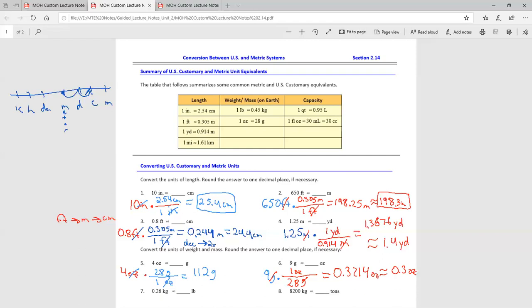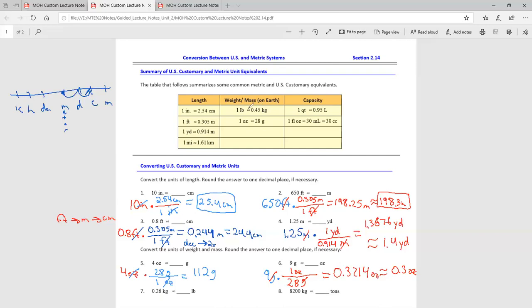Let's skip number 7 and do number 8. I'm going to try and leave this on the screen for now. We're going from kilograms to tons. Kilograms to tons. Well, up here, I only see kilograms to pounds, so uh-oh, that seems like a problem.